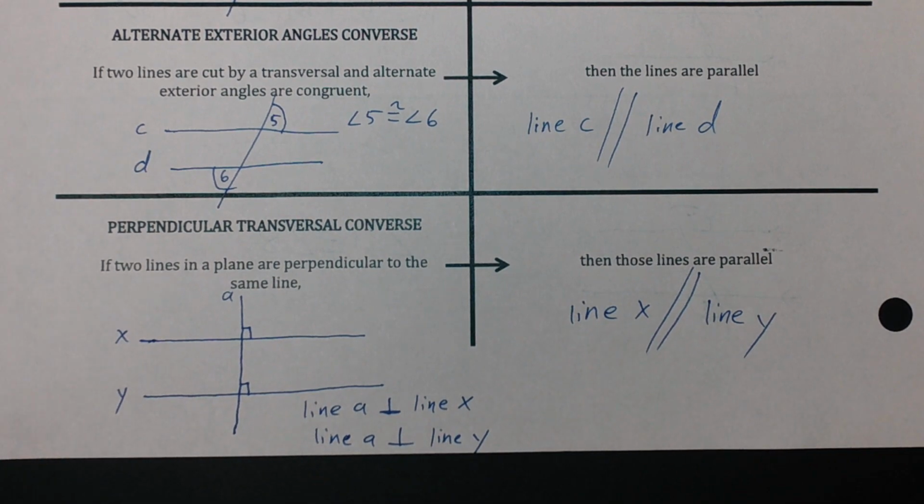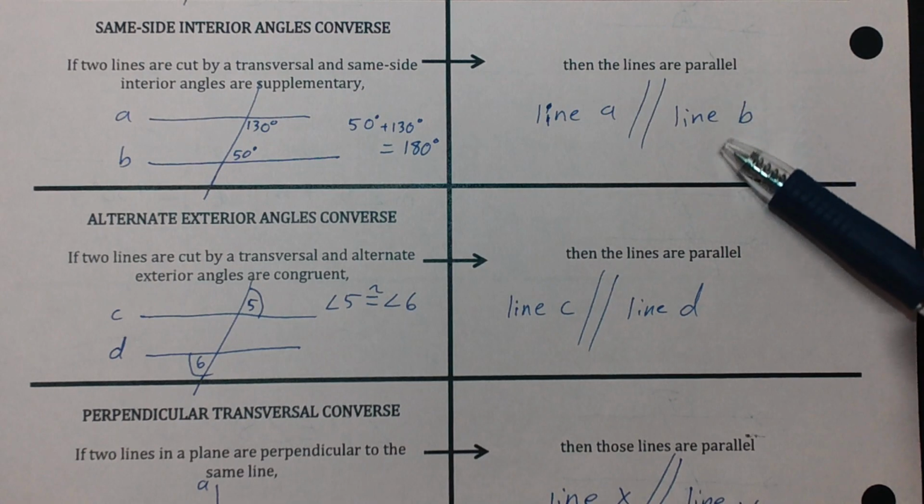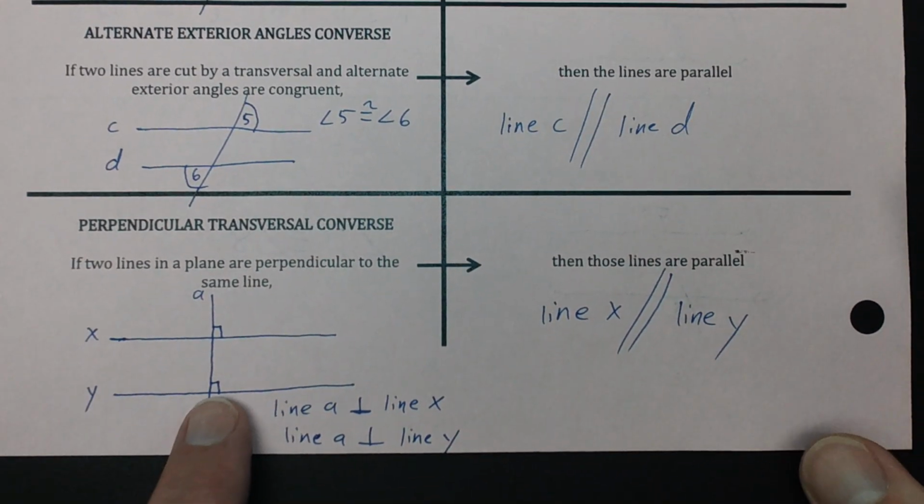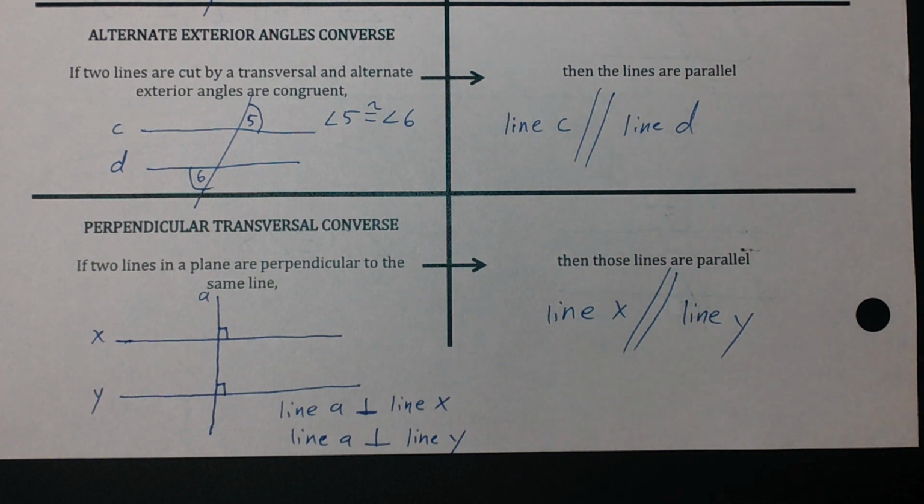So you can see on the right column, all of these situations involve two lines being parallel to each other. This is really just a special case for perpendicular lines. Okay, that's the pink sheets for Unit 4.